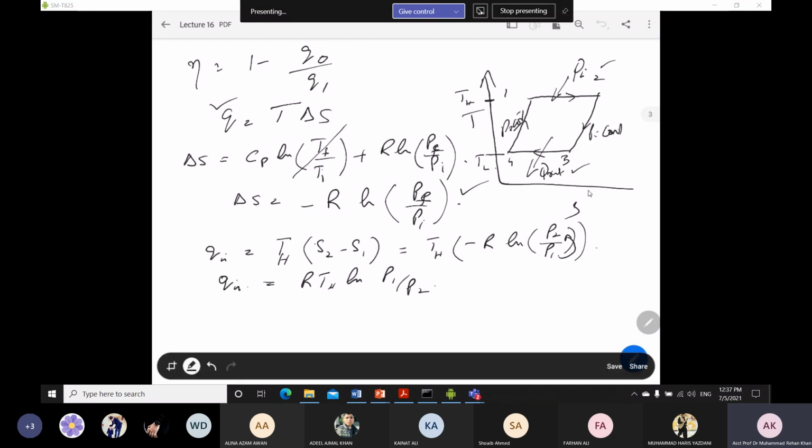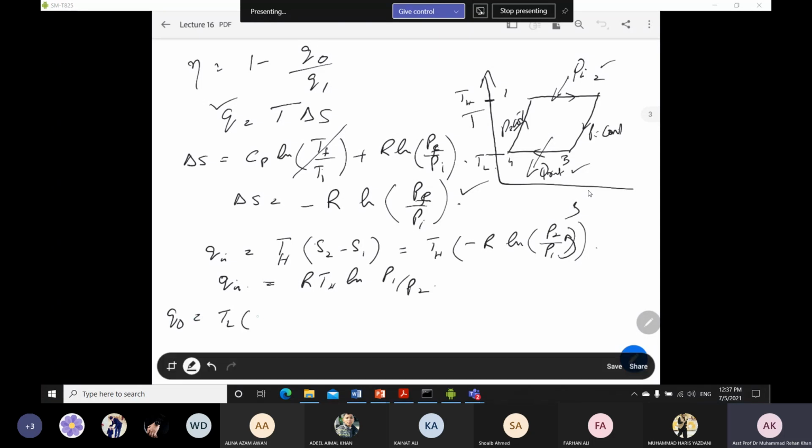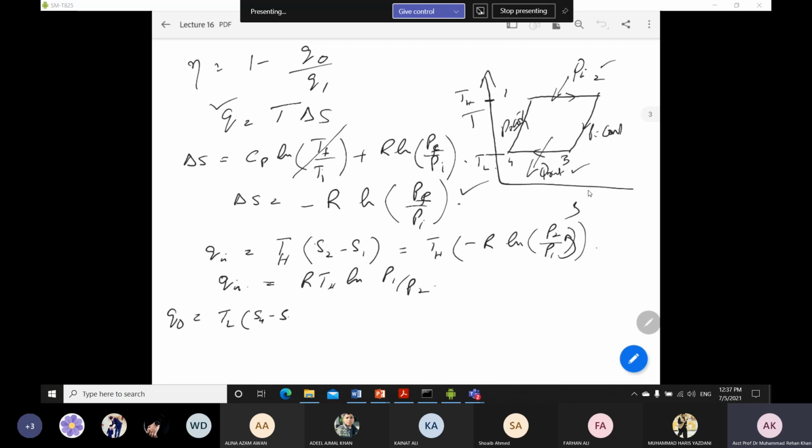for the isothermal heat addition process. Okay, so now by a similar procedure, we have to develop the Q out equation as well. So Q out, we can say, is at the lowest temperature, so TL times S4 minus S3.